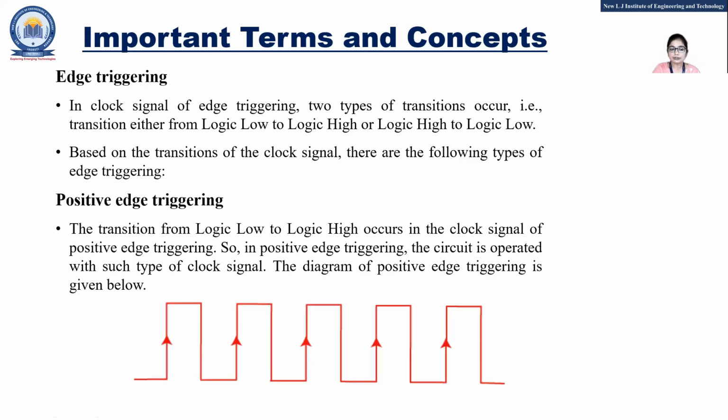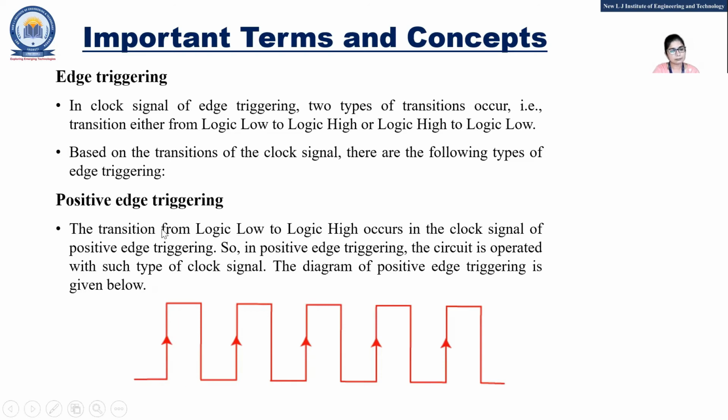Now what is edge triggering? This clock signal will change its state from low level to high level. Which means at this edge, the output of the circuit will change, or we can say the circuit will trigger, the circuit will activate at this edge only.